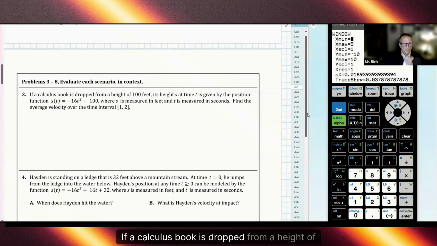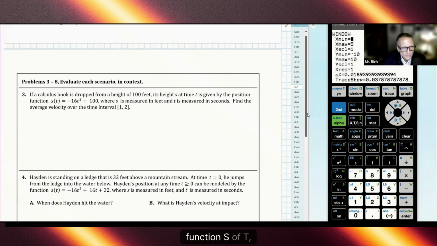All right, if a calculus book is dropped from a height of 100 feet, its height s at time t is given by the position function s of t, where s is measured in feet and t is in seconds. Find the average velocity over the time interval [1, 2]. Okay, this is a good one.